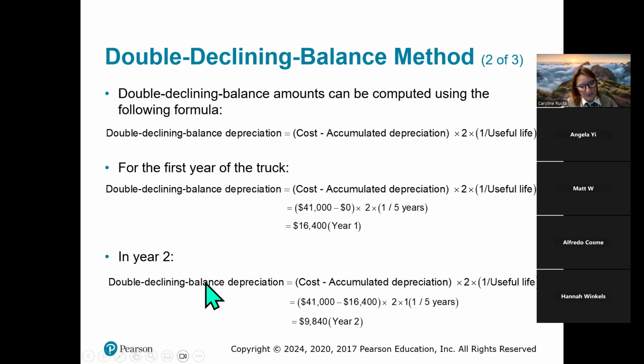Then in year 2, we take that cost, 41,000. We subtract accumulated depreciation so far, that's 16,400. That's what we calculated in year 1, times 2, times 1 over 5 years. So that's going to give us $9,840 of depreciation in year 2.